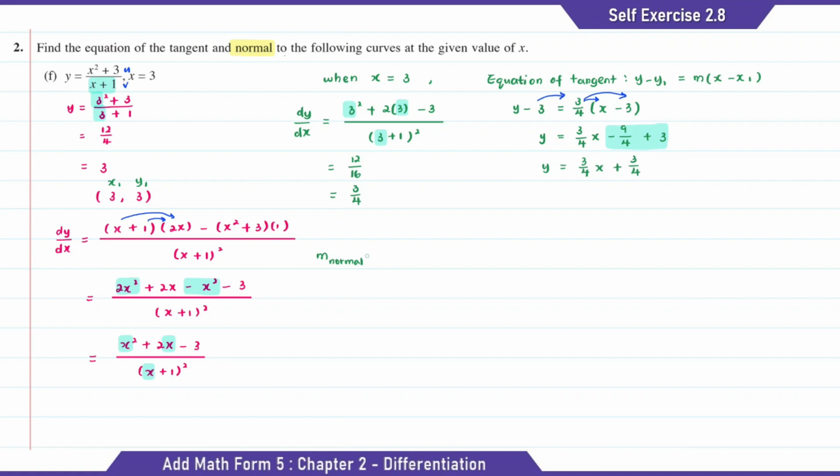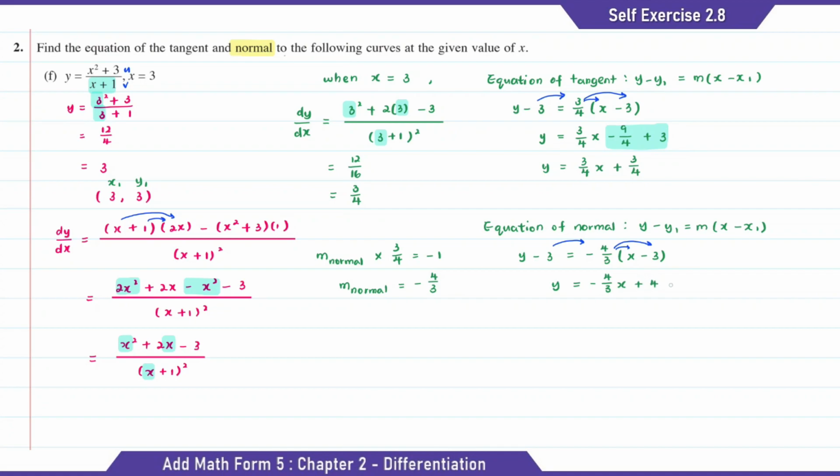Next, to find the gradient of the normal, multiply it with the gradient of the tangent, 3 over 4, the answer will be negative 1. Then the gradient of the normal will be negative 4 over 3. Then the equation will be y minus 3 equal to negative 4 over 3, x minus 3. Y equal to negative 4 over 3 x plus 4 plus 3. Then y equal to negative 4 over 3 x plus 7.